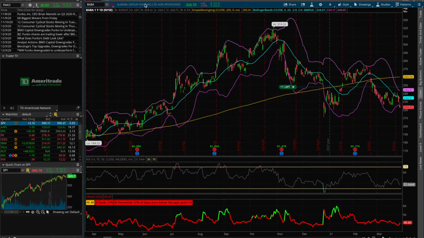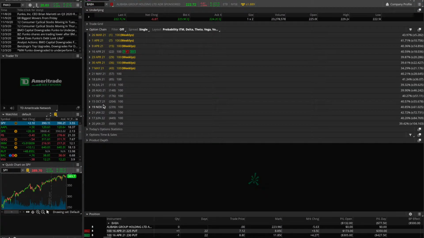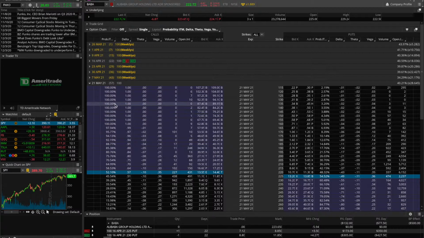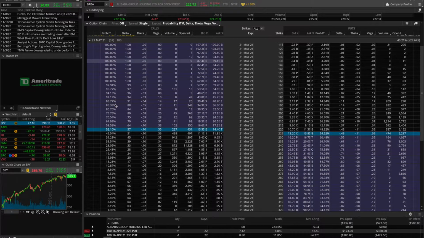So let's come on over to the trade tab now and take a look at the option chain here. And let's go into the May expiration cycle. And I'll scroll down just a little bit. So I'm going to set up first a regular Iron Condor, and then I will show you how we can skew it to give it some bullish bias to it.